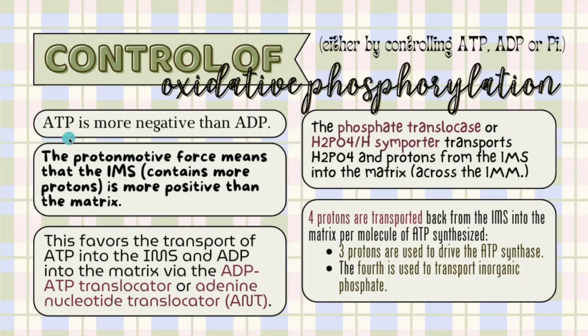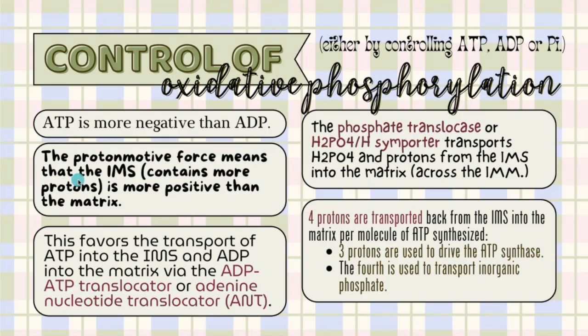So you know that ATP is basically the same as ADP, but it contains one extra phosphate group, okay? And because the phosphate group is negatively charged, that means that ATP is more negatively charged than ADP, okay?